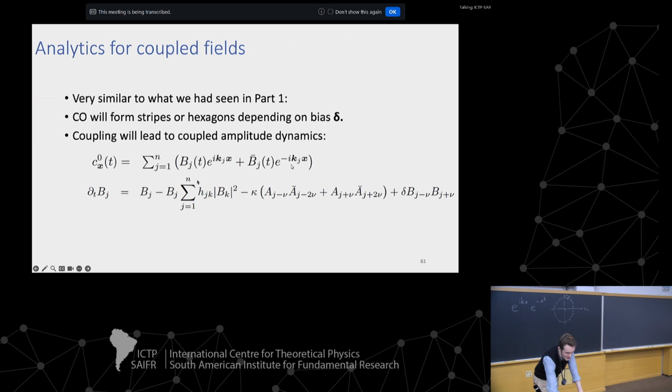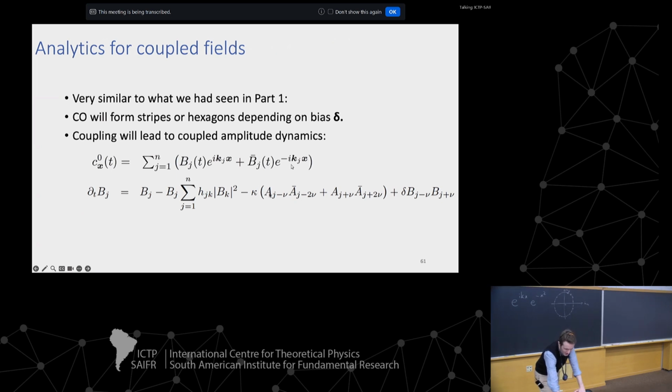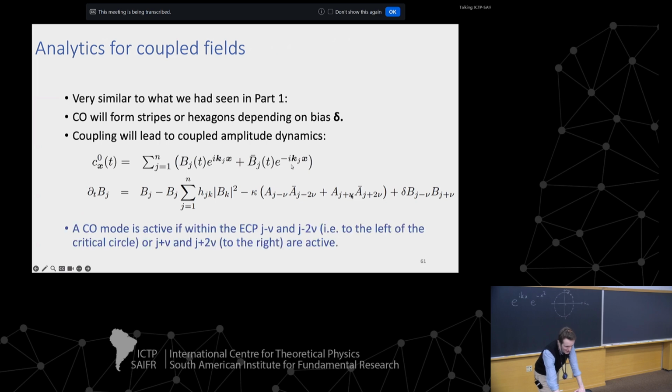You can see the interactions here are relatively complicated because the change of this amplitude J depends on the presence of amplitudes in the ECP at 2 different spots. So either it's away towards the left on the critical circle with minus nu and minus 2 nu, or on the right with plus nu and plus 2 nu. So in other words, the CO mode is active and stable within this enforced pattern from the essentially complex plane form if J minus nu and J minus 2 nu, that is to the left, are active, or both on the right are active. So that sounds pretty trippy. We'll see later in the numerics how that unfolds in practice.